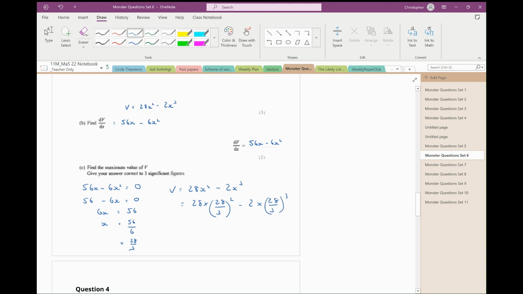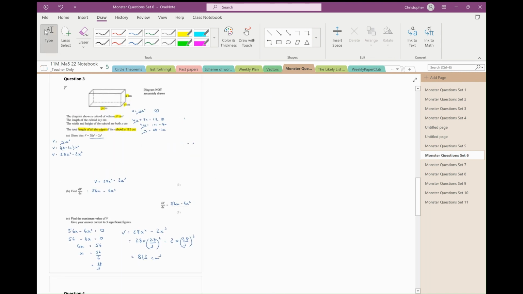So a bit of calculator action now. I've got 28 times, open bracket, fraction 28 over 3, close the bracket, squared, minus 2 times, open the bracket, fraction 28 over 3, close the bracket, cubed, which gives me a volume to 3 significant figures of 813 centimeters cubed. And there is my solution to question 3.